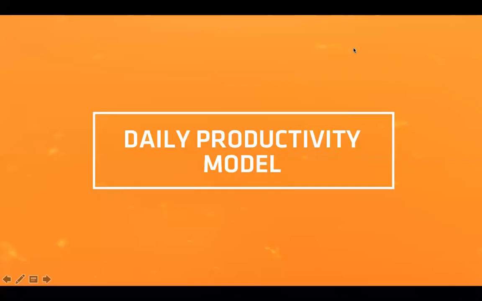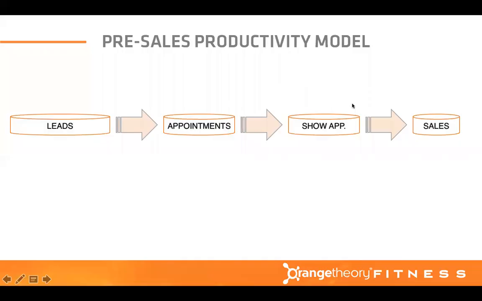Daily productivity model. This, guys, is the fundamentals of your Orange Theory Fitness Studio. These are the key performance indicator metrics that will allow you to know if you are succeeding or if you need to invest or develop your team in certain areas. Let's get started. What you're looking at is the entire process of when you capture a lead to when that person signs up. So this is what the consumer goes through.